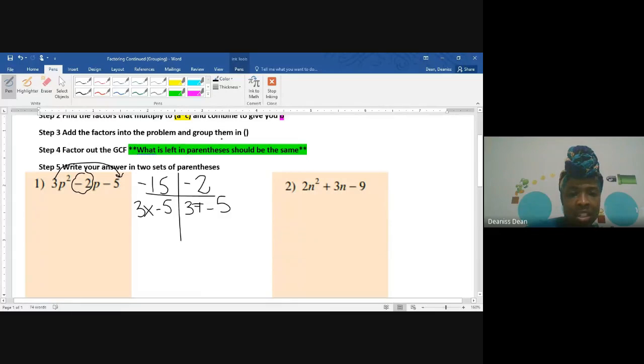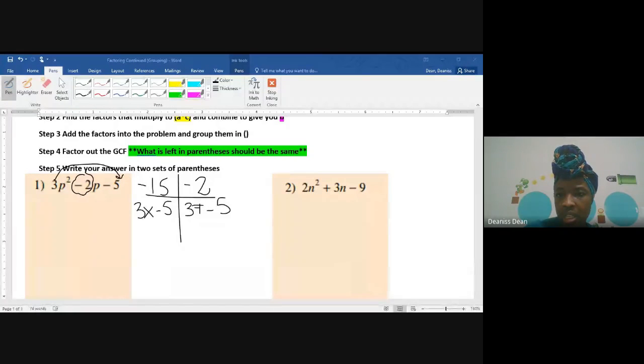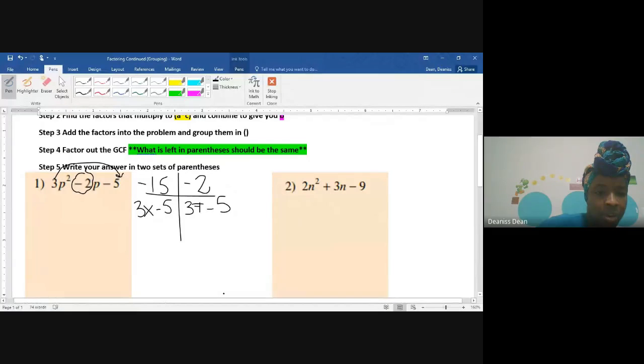So we're going to add the factors into the problem and group them in parentheses. And when we say that, we're looking at the list of numbers in our problem. I have 3p squared, so that's still a part of my problem. One of the factors was 3, so I'm going to add 3 and put a p with it. My other factor was negative 5, so I'm going to do minus 5 and put a p with the minus 5. And then my last number in my problem was negative 5, okay?